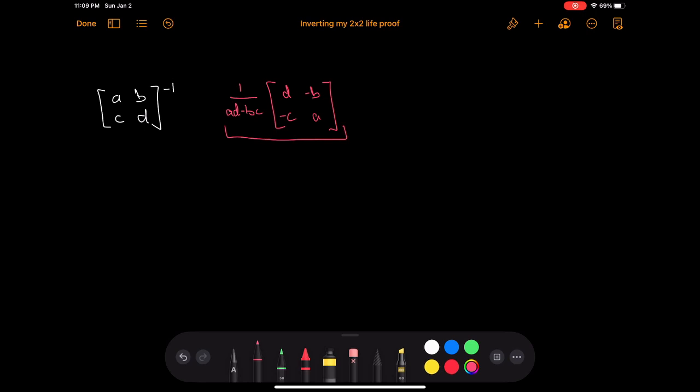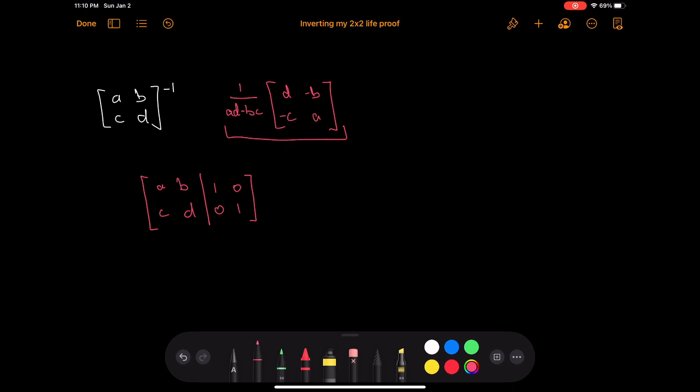It doesn't magically just drop from the heavens. There is a way to derive this formula, and it involves doing the method that we did with a 3 by 3 matrix. So what we're going to do now is put this in an augmented matrix: A, B, C, D, and then on the right side its inverse. And what we have to do is the same story as finding the inverse of any matrix, which is putting the identity on the left side, and then the right side will expose our inverse.